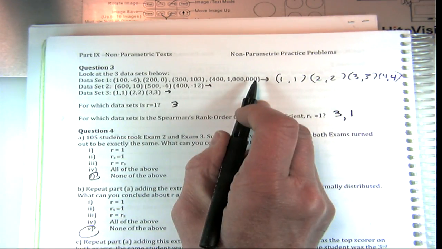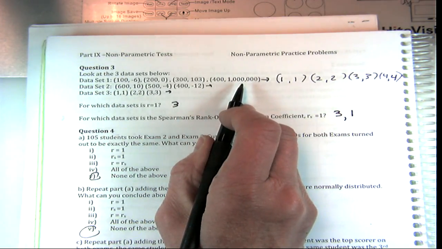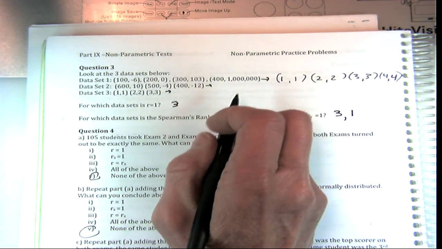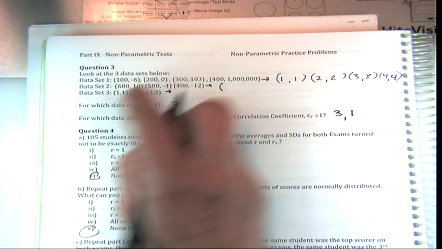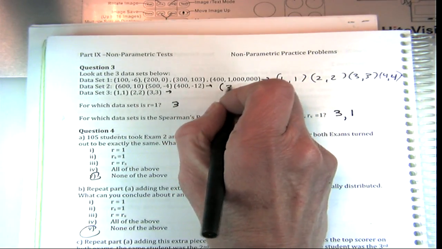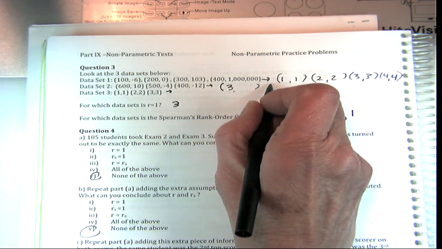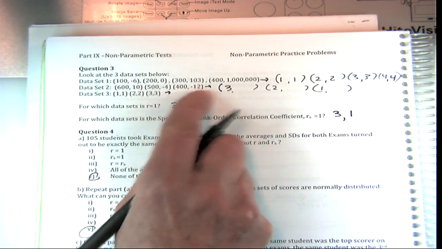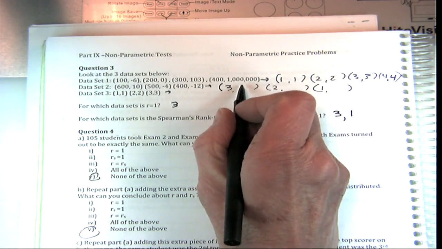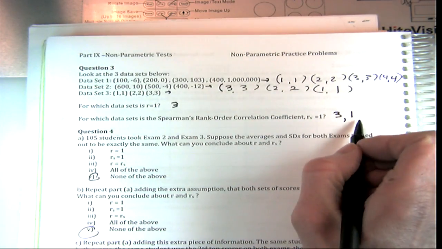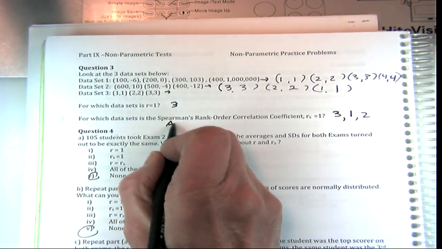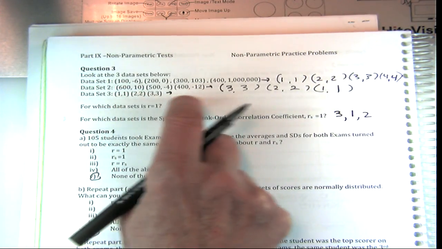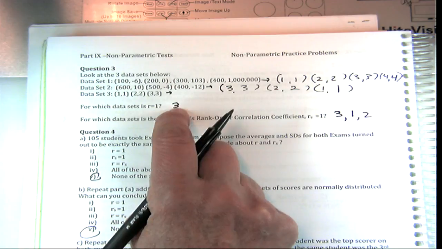But does this have a correlation coefficient of 1? Does that form a straight line? No. So far only data set 3. How about data set 2? Well, this one is 6, 5. So this is ranks 3, 2, and 1. And what are these? These are also 3, 2, and 1, right? So all of them have Spearman correlation coefficients of 1. But do these form a straight line? No. So only 3.